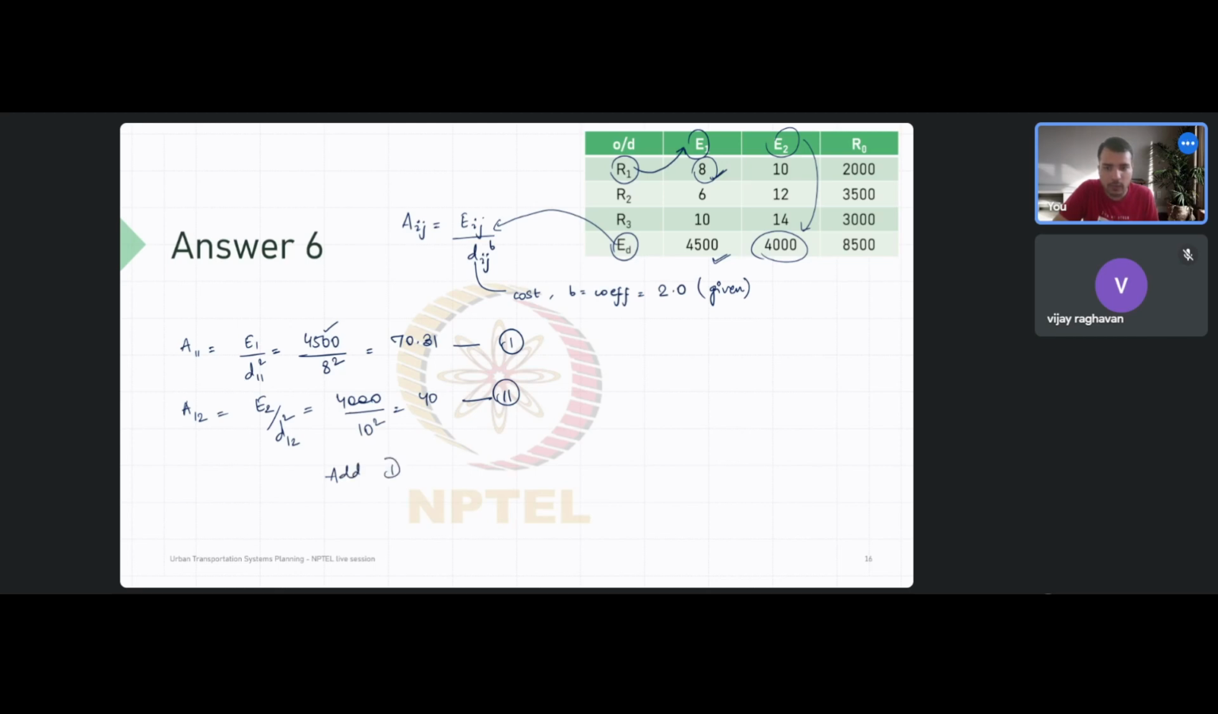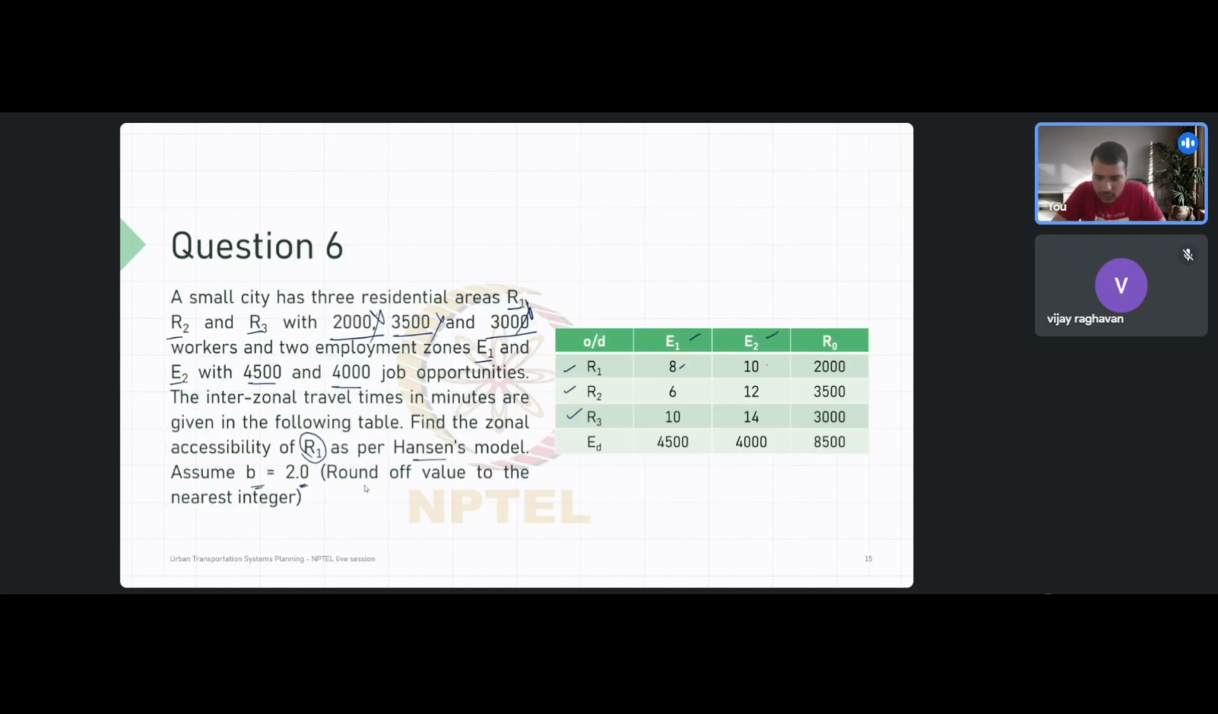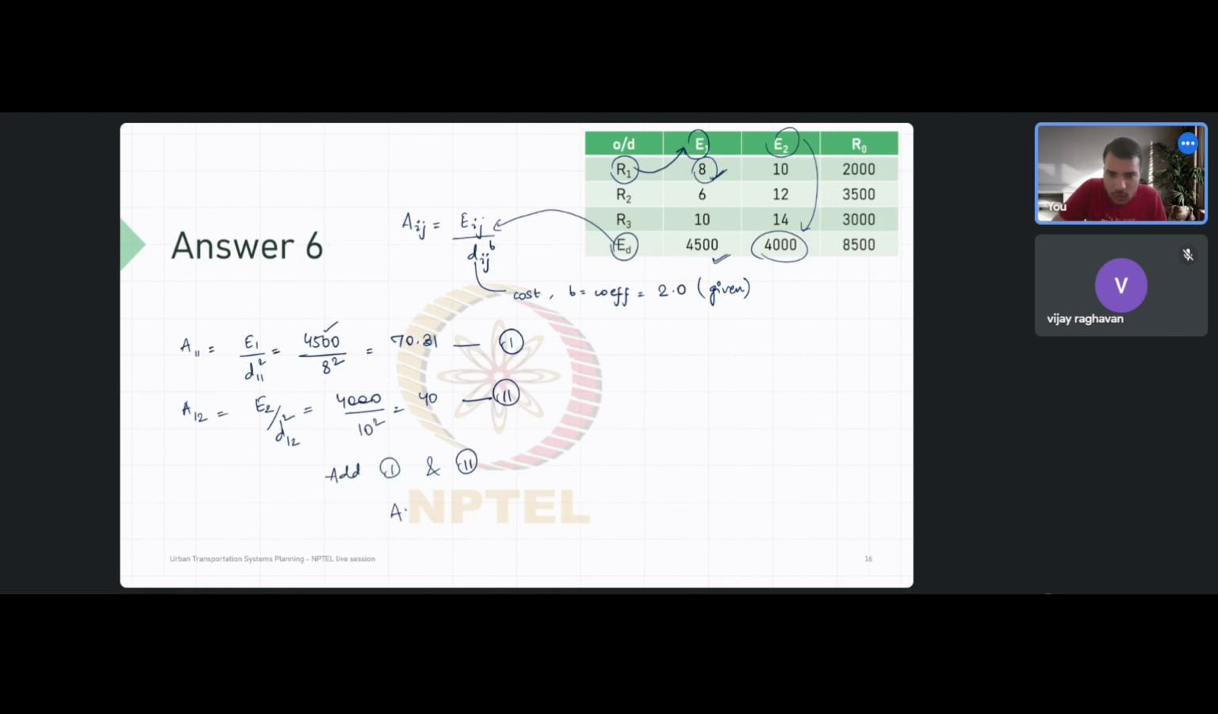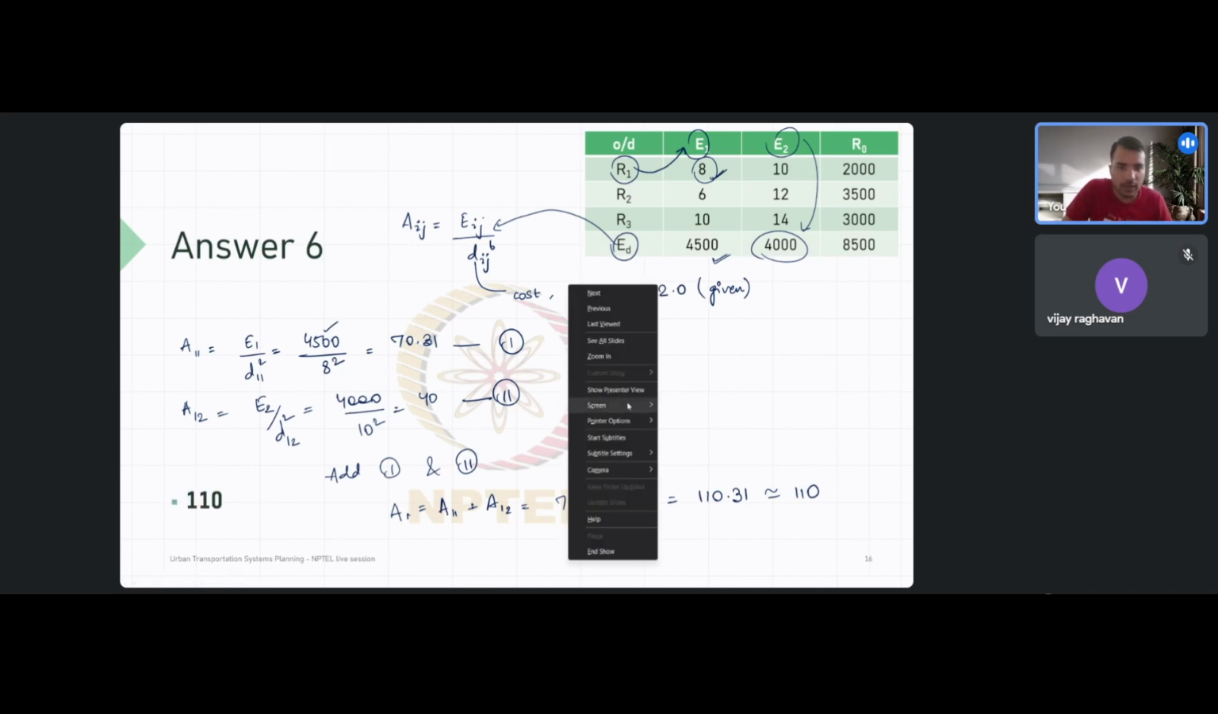So adding 1 and 2, that will give us the accessibility total. So I hope this is correct. So zonal accessibility of R1 here: A1 will be equal to A11 plus A12. So we can add them. 70.31 plus 40 will be 110.31. We can round it off to 110. This is the answer: 110.